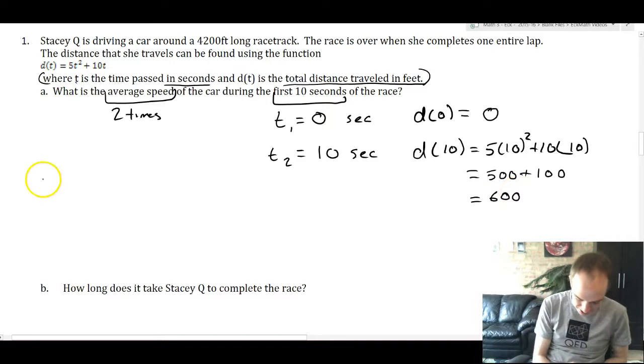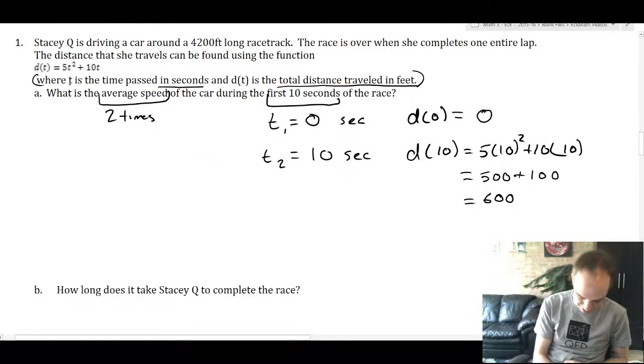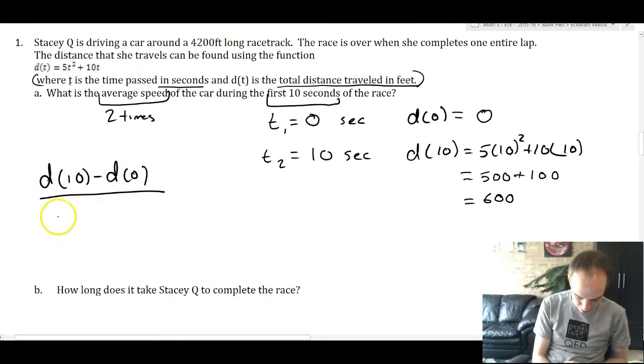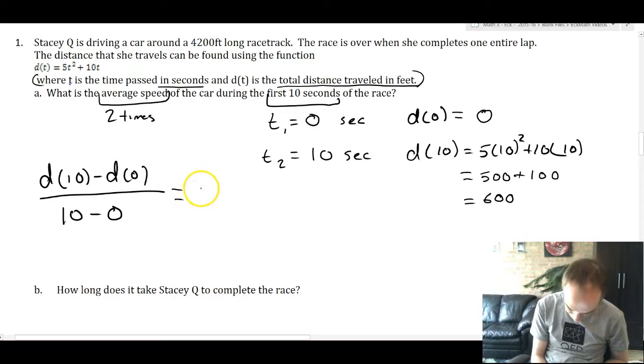So we're going to do a difference quotient. The function's called d, so in our difference quotient, we use the name of the function. So I'm going to do d of 10 minus d of 0 over 10 minus 0. This is the difference quotient. It gives us average speed. So it's going to be 600 minus 0 over 10 minus 0. And that's going to be 60.